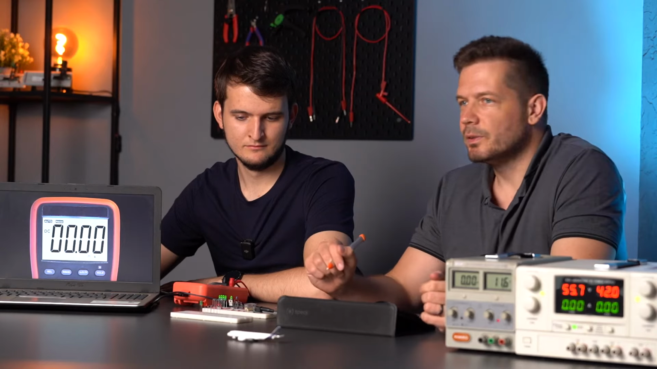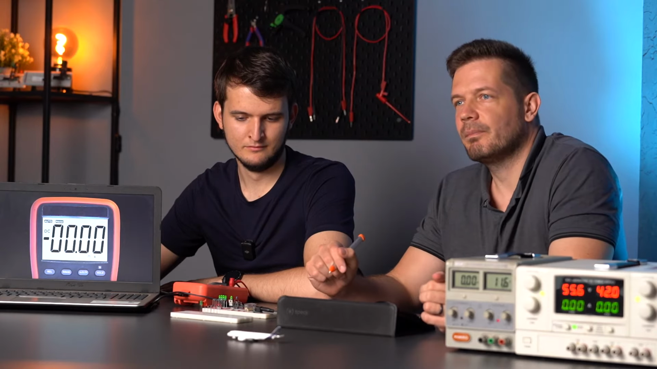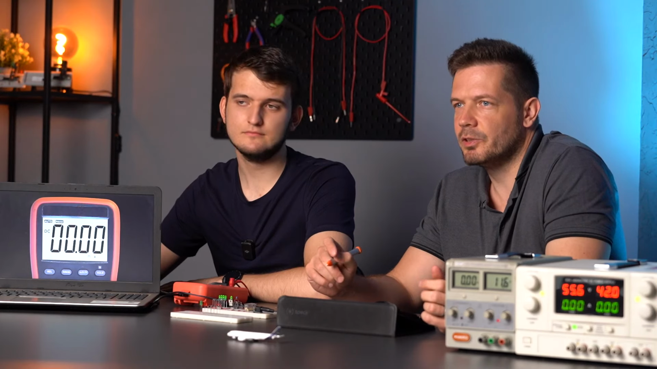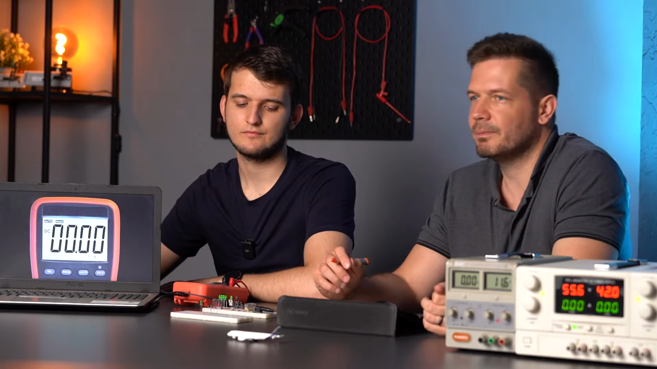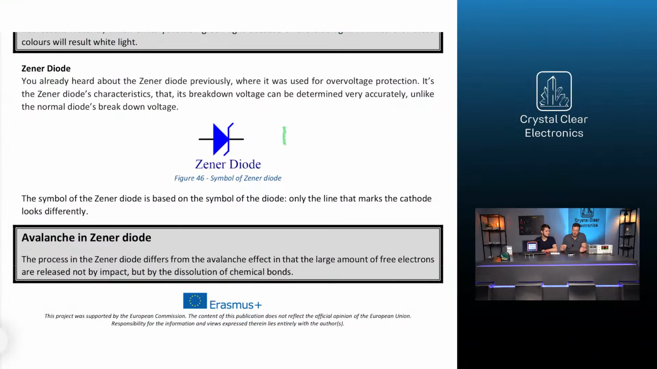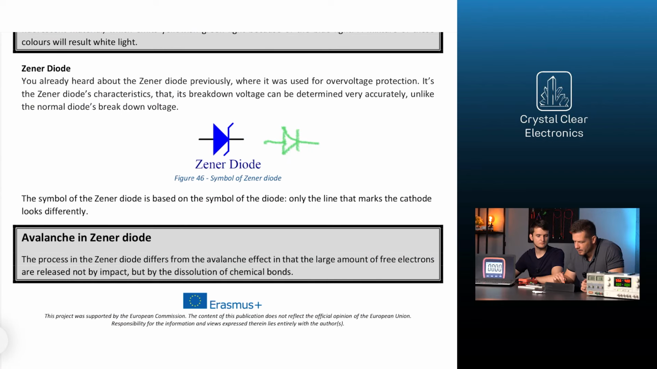You already heard about the Zener diode previously, where it was used for overvoltage protection. It's the Zener diode's characteristics that its breakdown voltage can be determined very accurately, unlike the normal diode's breakdown voltage. We can interpret the breakdown voltage on the reverse polarity connection. The symbol of the Zener diode is based on the symbol of the diode, only the line that marks the cathode looks differently.